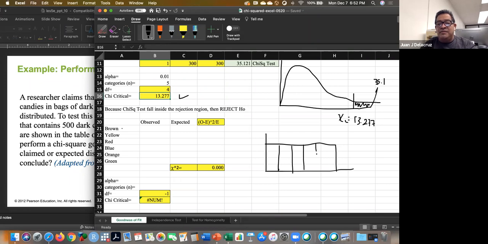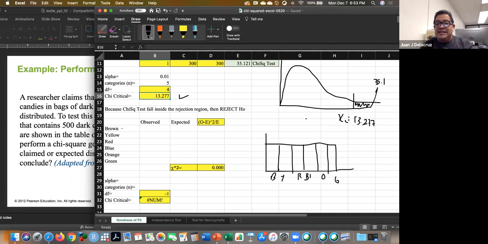We have brown, yellow. This is brown. This is yellow. This is red. This is blue. This is orange, and this is green, right? When you buy your M&Ms, you probably are expecting that every time you open the bag, you're going to find the exact number of brown, yellow, red, blue, orange and green. That's what you are expecting.